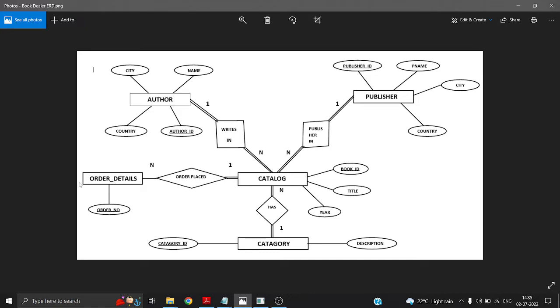Now every column in the table is identified as the attributes. Like author is having author ID, author country, city, author name. Publisher is having publisher ID, publisher name, city, country. Like that, every table is having its own list of attributes. Now, while identifying the attributes, we need to identify key attributes. The primary keys which are there in the tables are going to be identified as the key attributes.